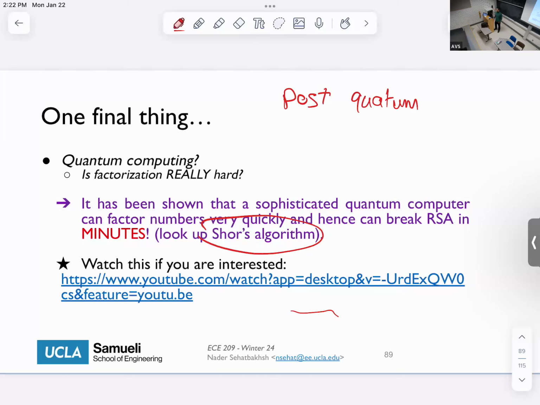There's, for example, what we call lattice-based cryptography, whose hardness problem is based on lattices and not on, for example, the RSA trapdoor function. People have shown that these are actually resistant against quantum computers. So we have to move toward that.